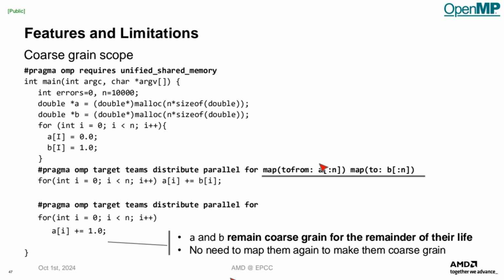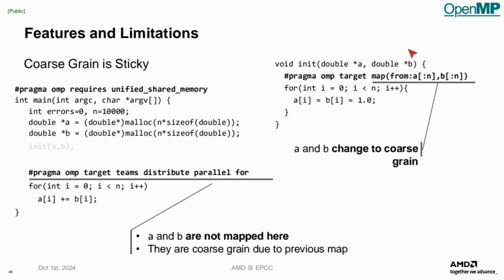So one of the things that is important to note here is that the moment a piece of memory becomes coarse-grained, it is going to be coarse-grained for life, right? So the other way around is not going to happen. So say here there was still fine-grained memory. I do the first map, it becomes coarse grain, and then I'm not mapping things on some following target region, but here the data is still going to be coarse grain because of some previous map. So it's kind of a sticky feature, which is pretty much what I'm representing here on this slide.